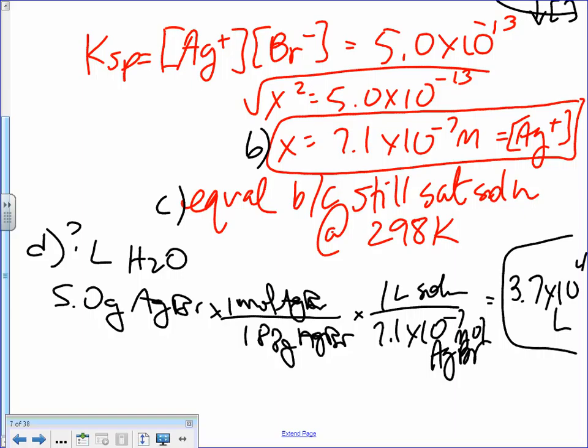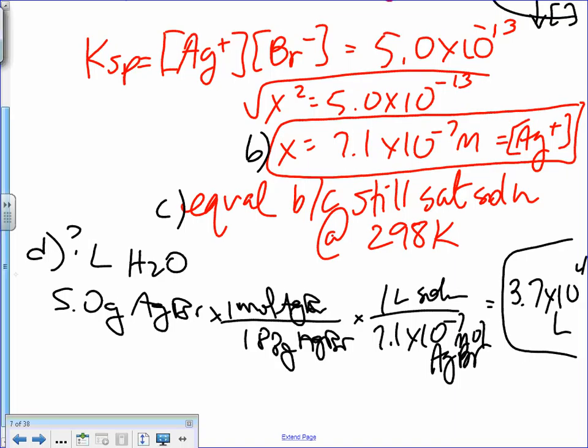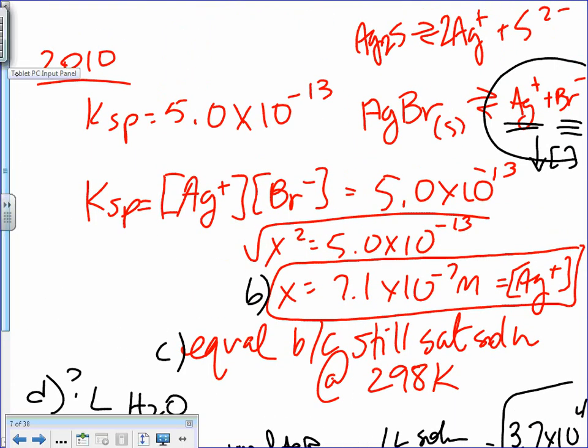Okay. So, how would you know if a precipitate forms? If Q is greater, what does that mean? Products in this case are ions, right? We're like, oh no, too many ions. So what happens? It shifts back to the left and would precipitate.